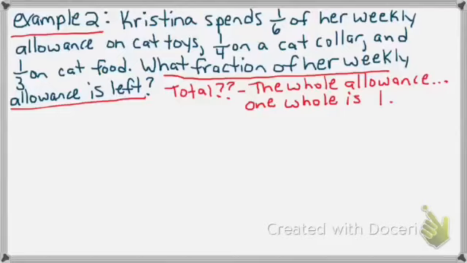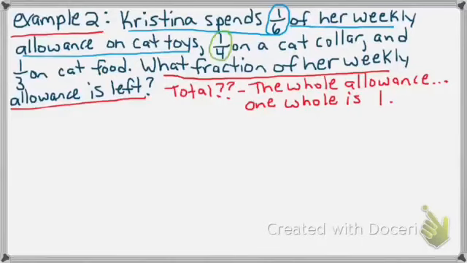Okay, so I know the whole allowance is the 1. Let's see what else I know. I know that Christina spends 1/6 of her allowance on cat toys, 1/4 of that whole allowance on a cat collar, and 1/3 of that whole allowance on cat food. I know the total is 1, I have all these little parts, and I need to know the leftover part. That tells me that this is a work backward strategy.